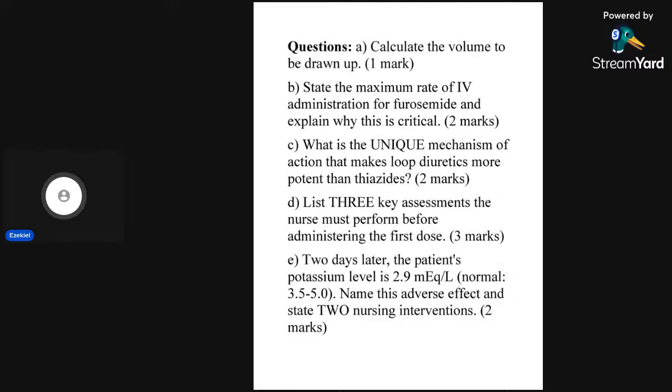So before any patient is administered furosemide, there are some things you have to check. First of all, you have to check the vital signs, which are blood pressure, heart rate, respiratory rate. You have to check their serum electrolytes, especially potassium. You understand? You have to check their renal function, that this patient's renal function is working very well. Then you have to check their weight. Now, why do I say weight?